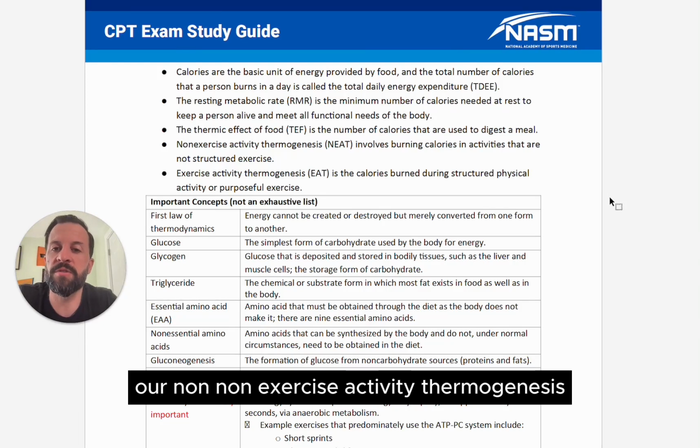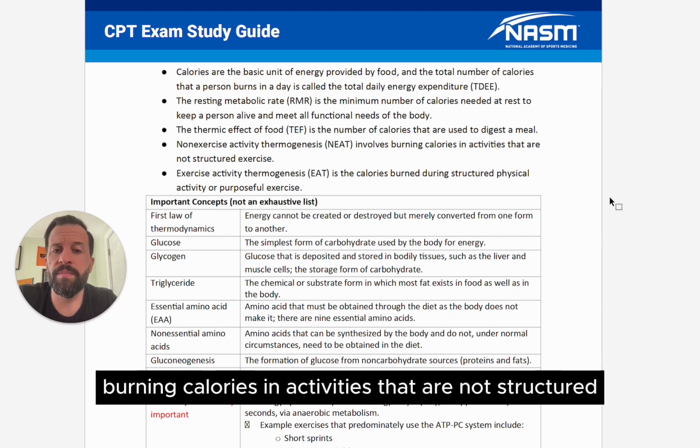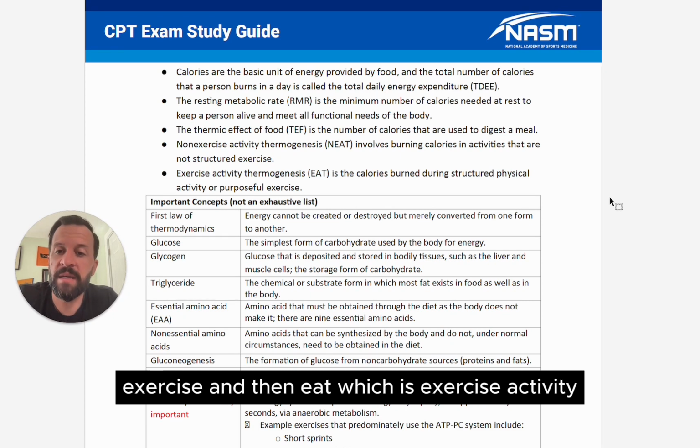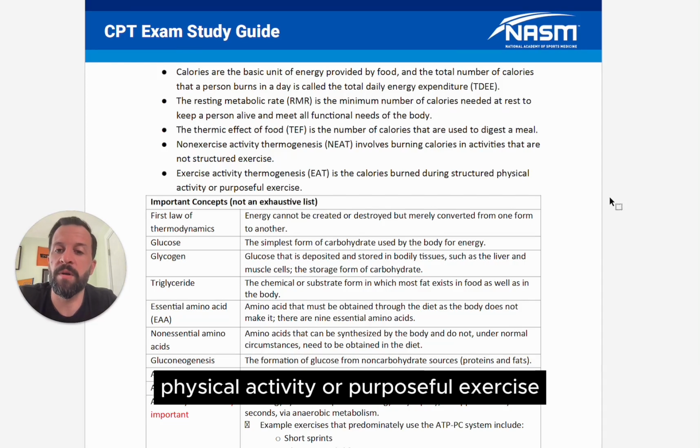non-exercise activity thermogenesis, which is NEAT. This is burning calories in activities that are not structured exercise. And then EAT, which is exercise activity thermogenesis, is the calories burned during structured physical activity or purposeful exercise.